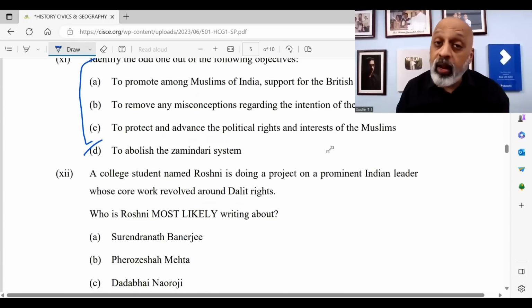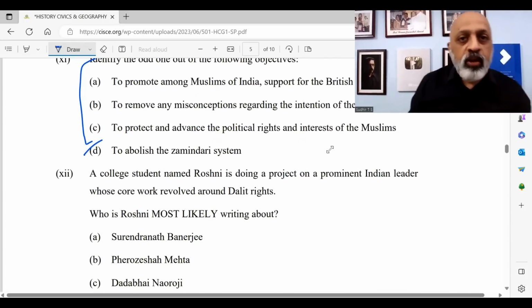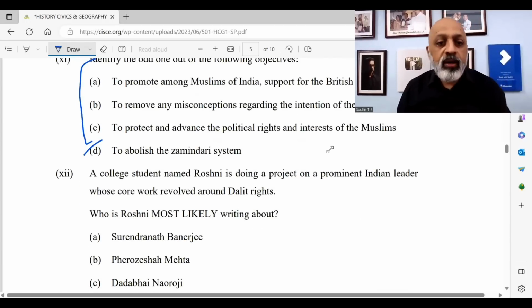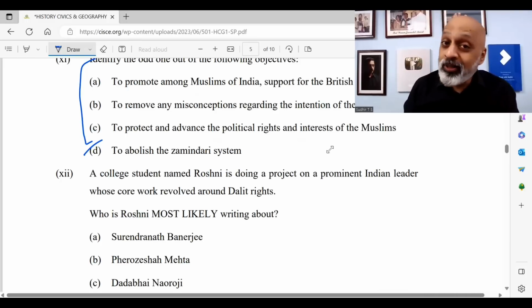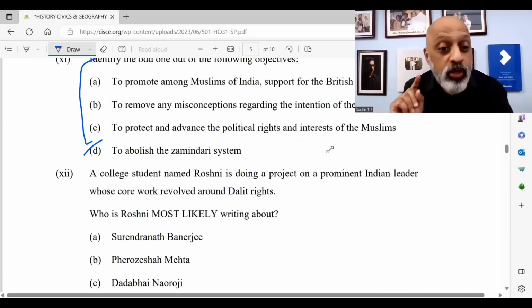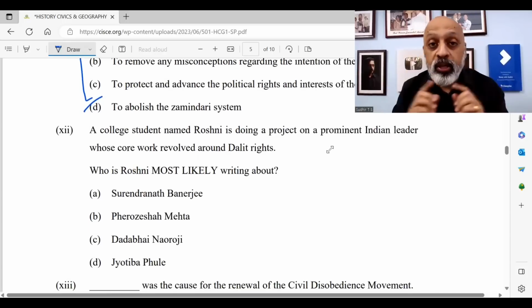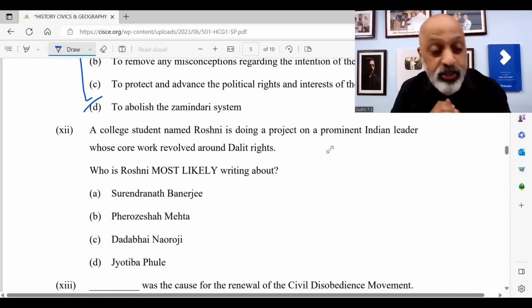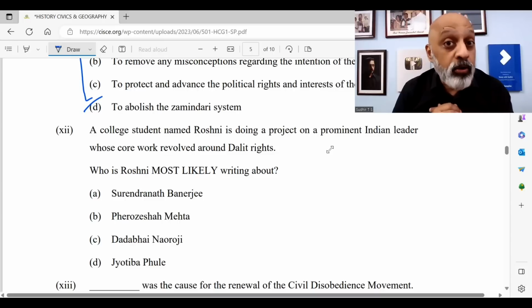A college student named Roshni, if any one of you is called Roshni, raise your hand, is doing a project on a prominent Indian leader whose core work revolved around Dalit rights. Interesting. Who is Roshni most likely writing about? Is she writing about Surendranath Banerjee? Is she writing about Firoz Shah Mehta? Is she writing about the grand old man of India, Dada Bhai Naroji? Or is she writing about Jyotiba Phule?